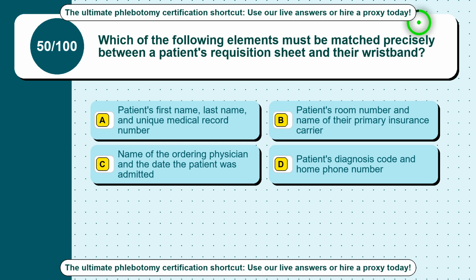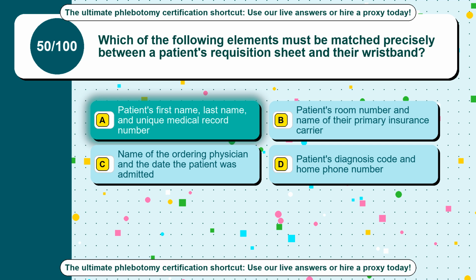Question 50. Which of the following elements must be matched precisely between a patient's requisition sheet and their wristband? Option A, patient's first name, last name, and unique medical record number. Option B, patient's room number and name of their primary insurance carrier. Option C, name of the ordering physician and the date the patient was admitted. Option D, patient's diagnosis code and home phone number.